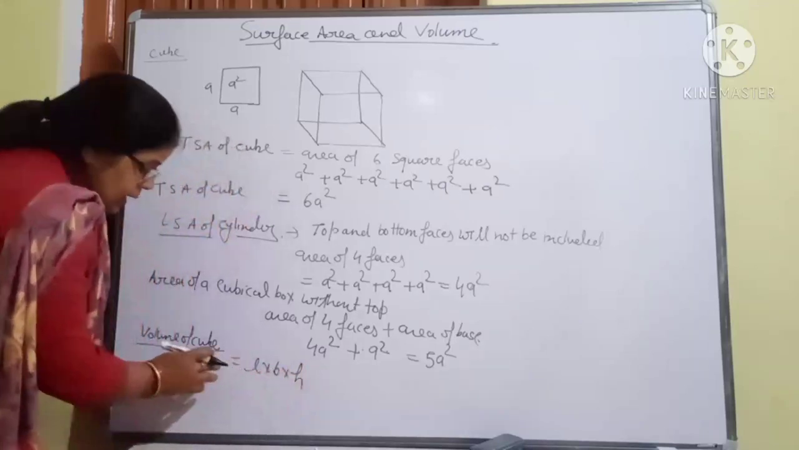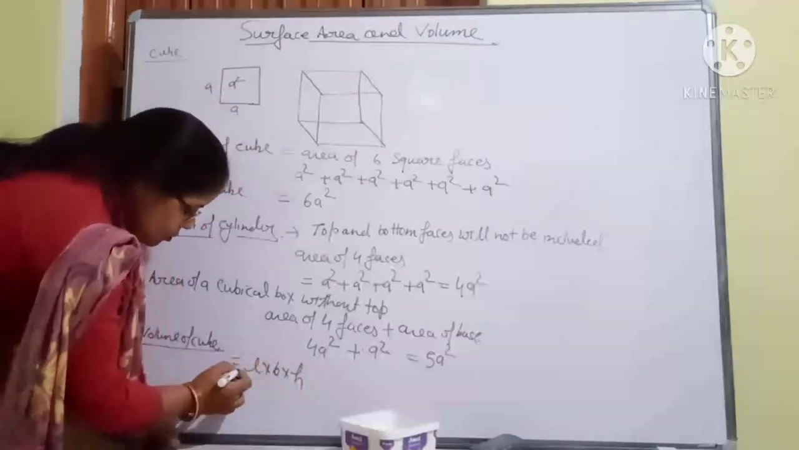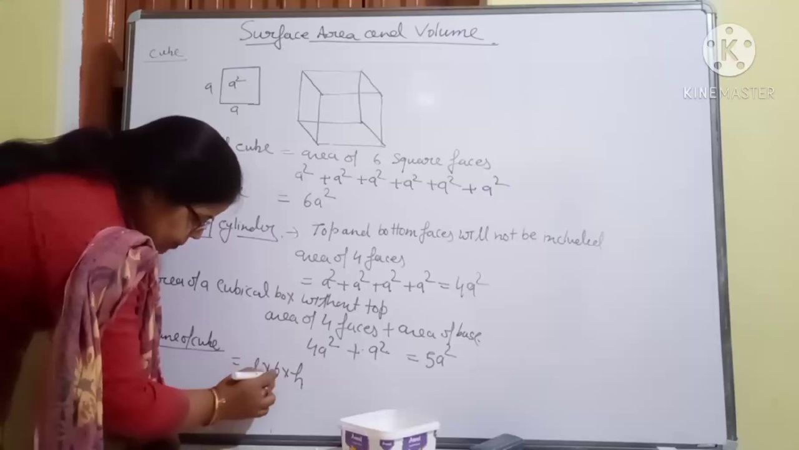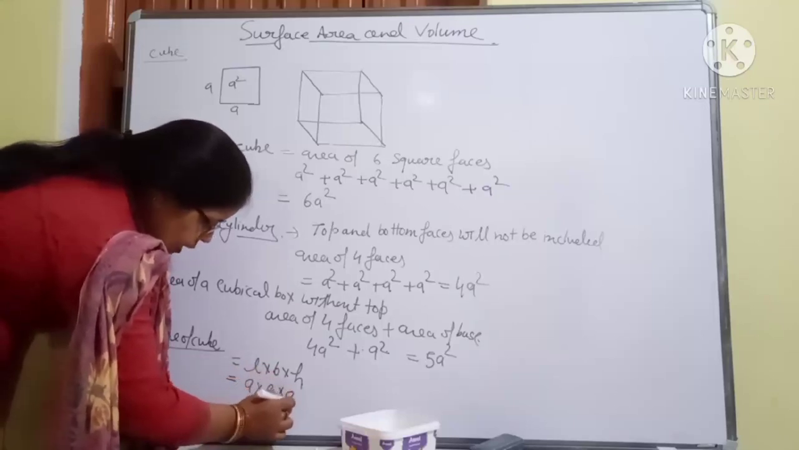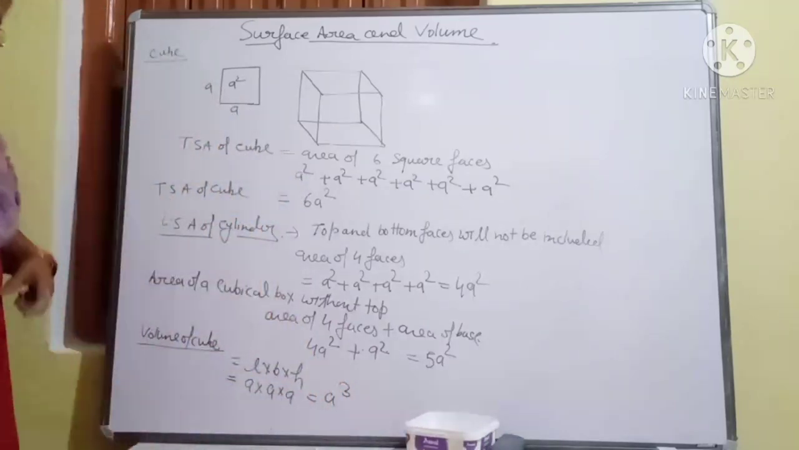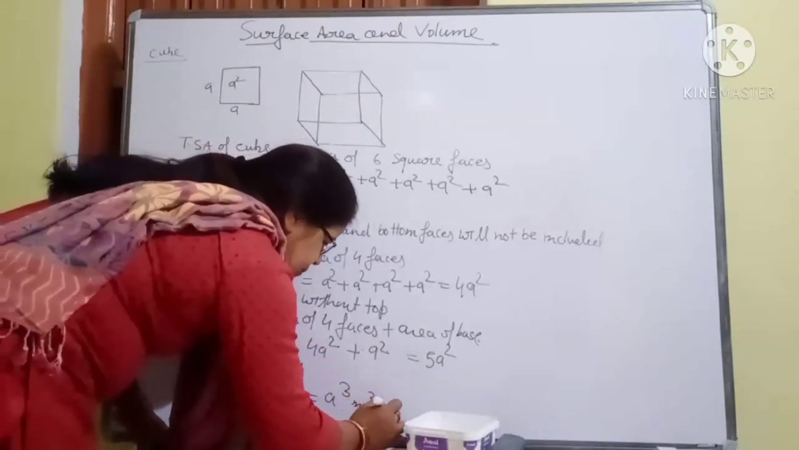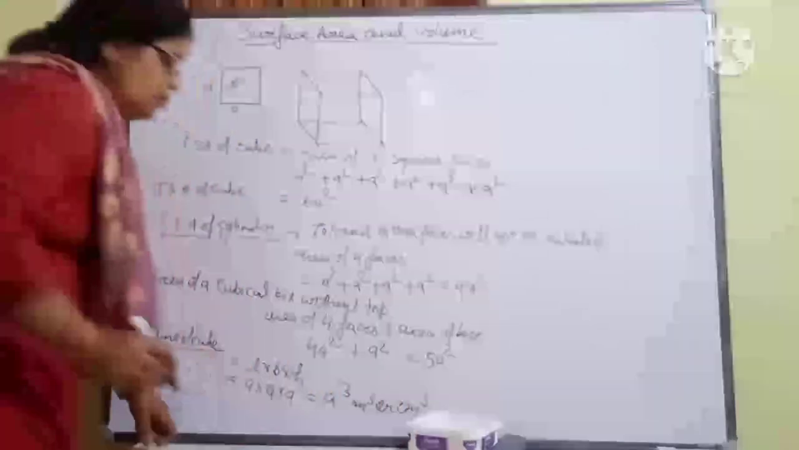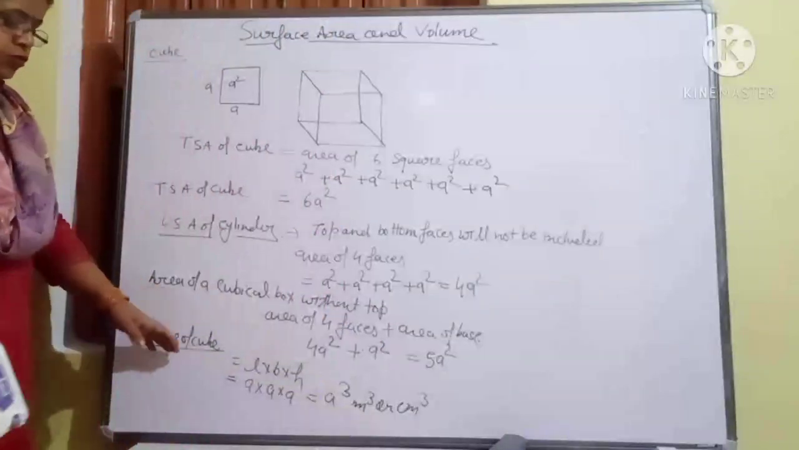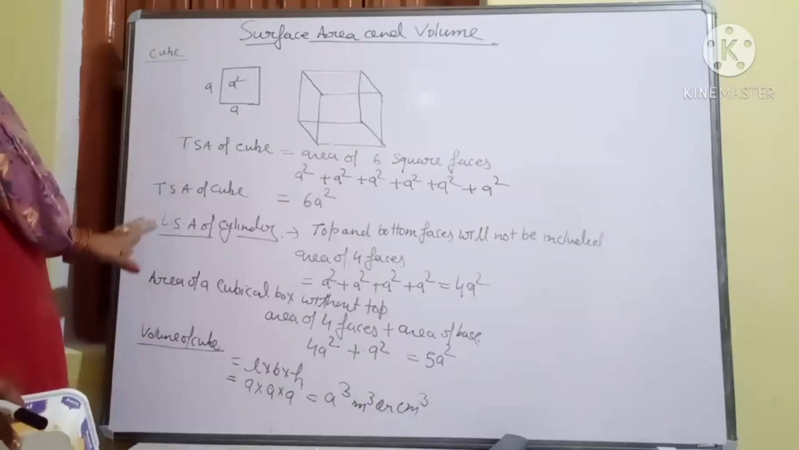And here length, breadth and height all are same, because it is a square shaped object, so its length will be a, multiplied by breadth is also a, and height is also a. So its formula will be equal to a cube. Meter cube or centimeter cube, depends on which unit the numeric values are given in. Okay, so here we have learned for the cube.